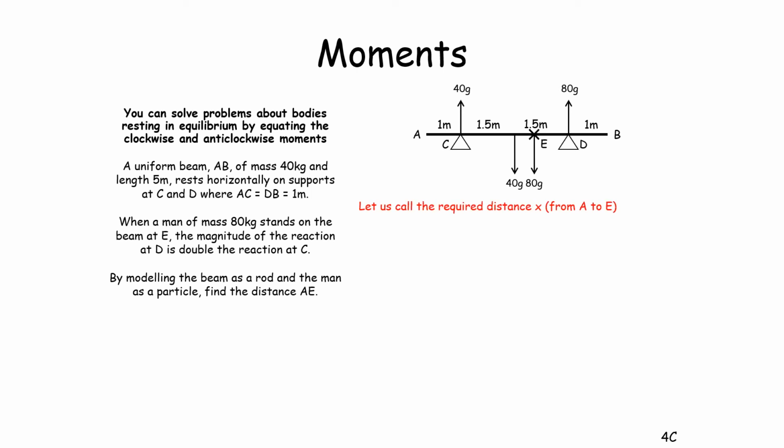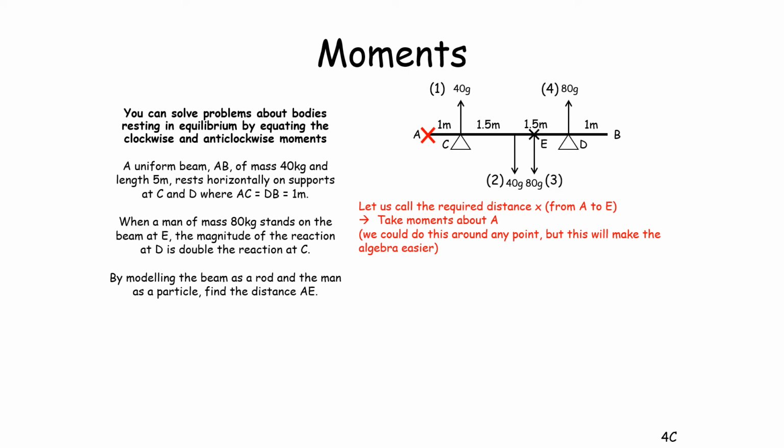So now that we've got 40G and 80G, we could start thinking about the distance to E. So to work out the distance from A to E, I'm just going to call the distance X for now, or you could just call it AE if you want. So it makes sense to take moments about A, because I need to work out from A where E is. So if I take moments about A, I've got 4 forces to think about. So same as before, you need to think about perpendicular distance times by the force. So for the first one, 1 times 40, and that is going anti-clockwise.